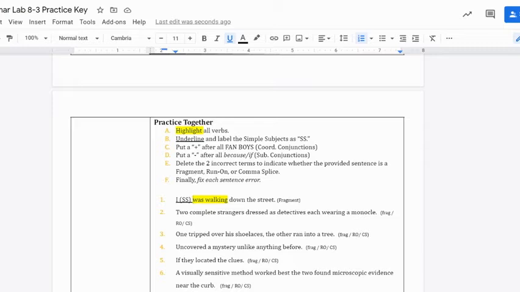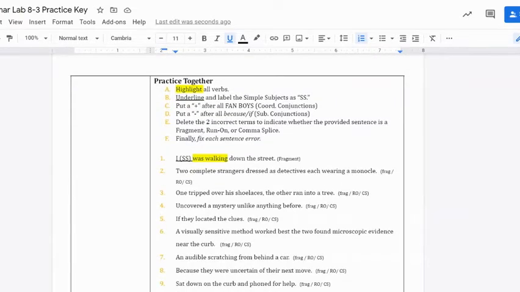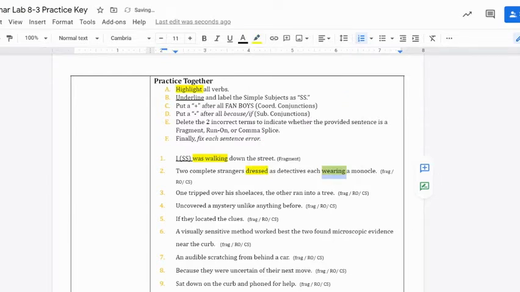Now, if you don't know what a monocle is, it's that single kind of eyeglass piece. If you've ever seen the picture of Mr. Monopoly from the Monopoly game, it's an eyeglass. Sometimes it's attached to a cord or a chain, but it's kind of like an eyeglass, just one. It's something very commonly done in classic depictions of detectives. Two complete strangers dressed as detectives. Again, before I try to figure out what it is, I want to find out what I have. I'm going to check the word dressed. Here, the -ed tells me it's probably a verb. Wearing, I'm going to also call that a verb. So who was dressed? I'm going to go with strangers.